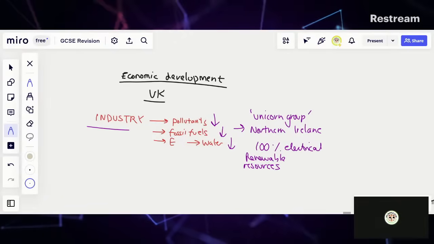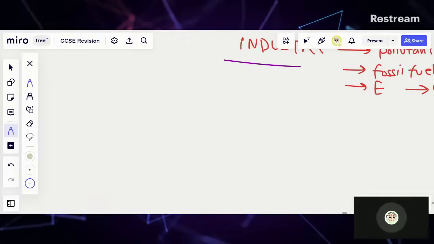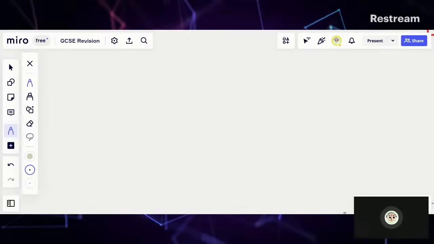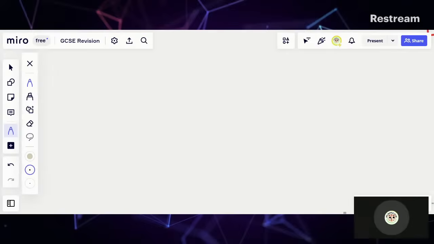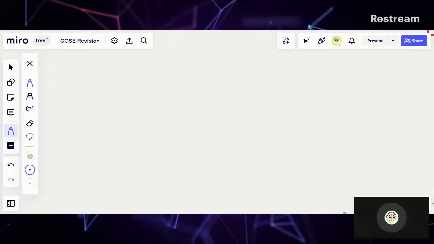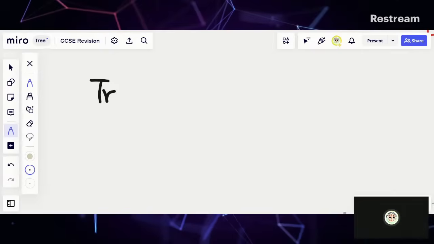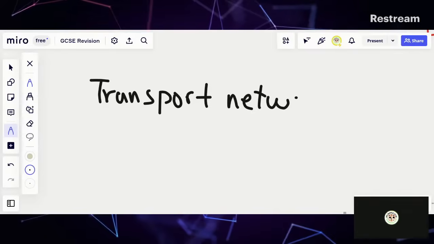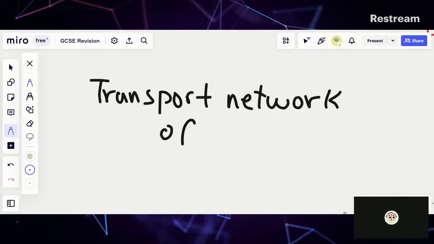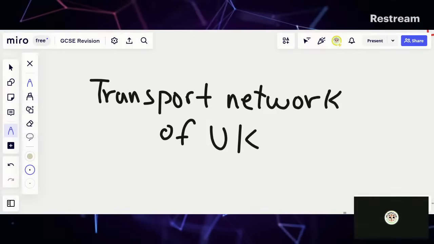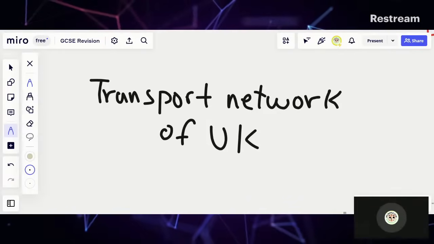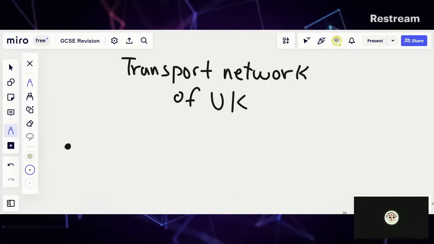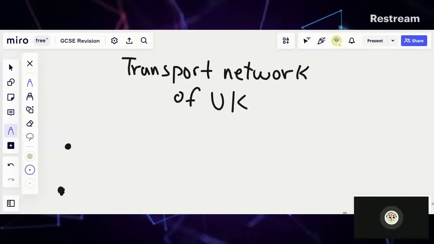Okay, now the UK and its transport network needs to be known. So we looked at the transport network of London in the previous topic, but you need to know the transport network of the UK. So if you think of forms of transport in the UK, what would you think of? Because that is practically what you need to know.